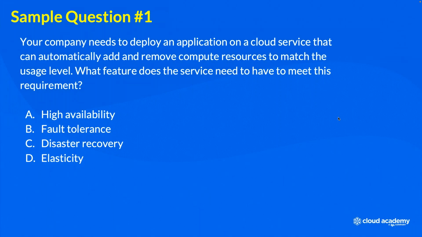Fault tolerance is actually very similar to high availability. It's also that in spite of failures, the service keeps running. Disaster recovery is if the service actually goes down and you need to come back up again. Disaster recovery helps with that. And so that's not exactly it either. So elasticity is the only one left. And that is what elasticity means, that the service can automatically add and remove compute resources to match the usage level.